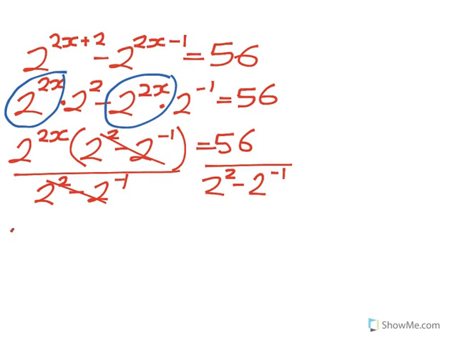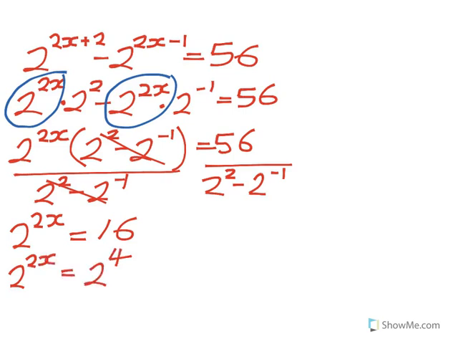When you cancel, you are going to have 2 to the power 2x is equal to, if you use a calculator, it will give you a 16. After that, 2 to the power 2x is equal to 2 to the power 4. Therefore, according to the laws of exponents, when bases are the same, you equate the exponents. Therefore, 2x is equal to 4.